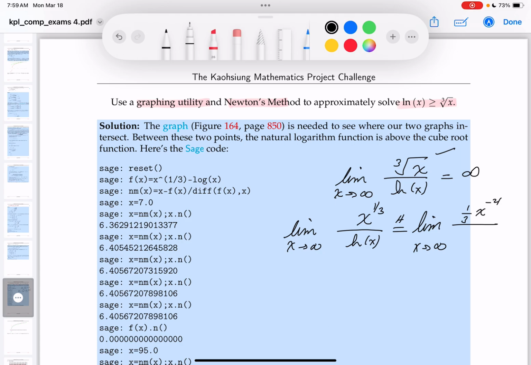minus 2/3. I'm taking 1 from the exponent, and 1 from 1/3 gives minus 2/3. And the derivative of the natural log is just 1 over x. Right, let's simplify this. Limit as x goes to infinity. I can multiply top and bottom by x. What do you get there? Well, you certainly get 3 in the bottom now. What do you get on top? x to the minus 2/3 plus 1 is going to be 1/3. Well, that goes towards infinity.